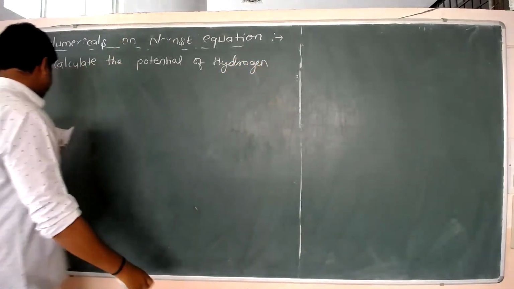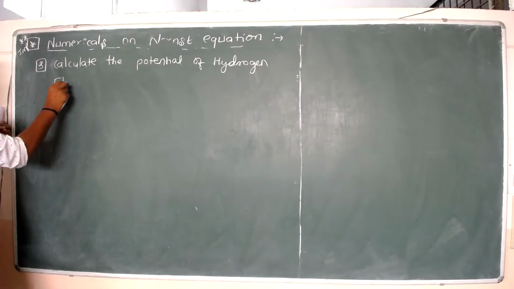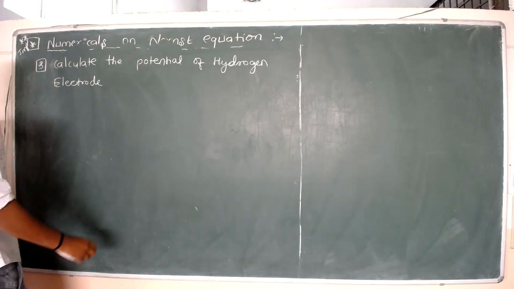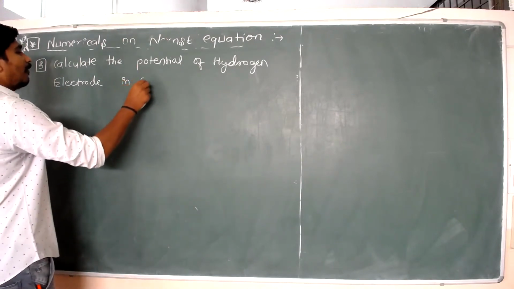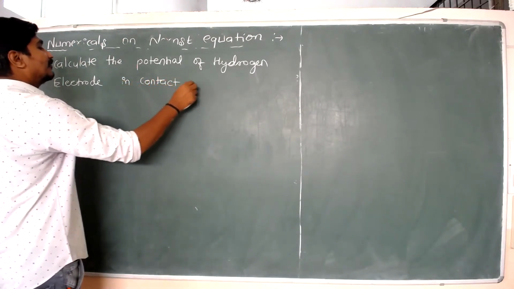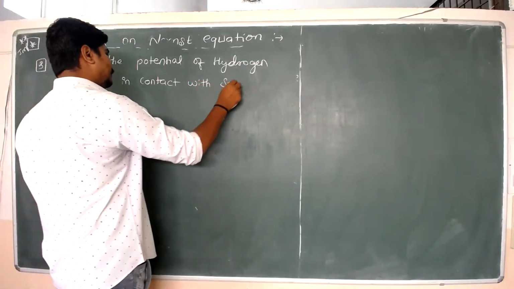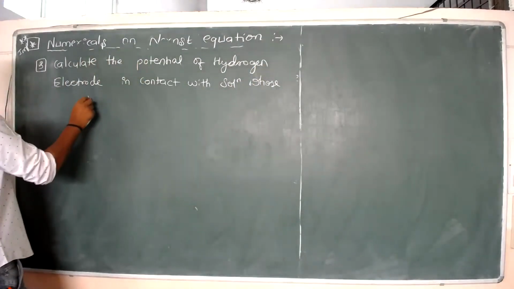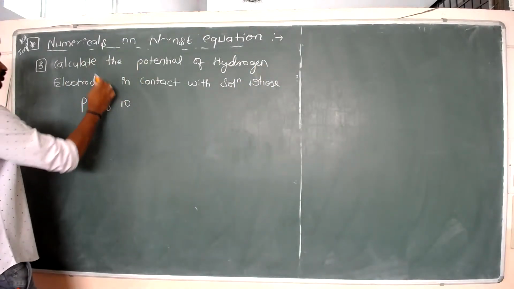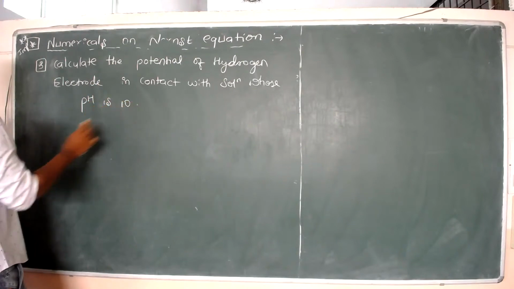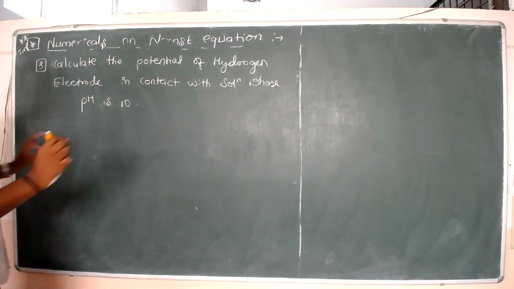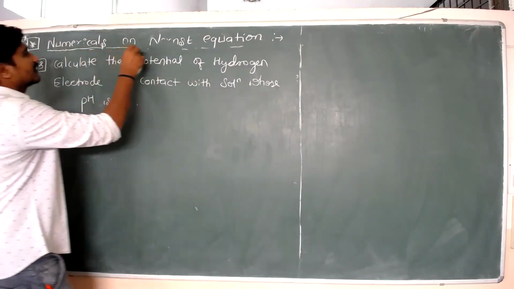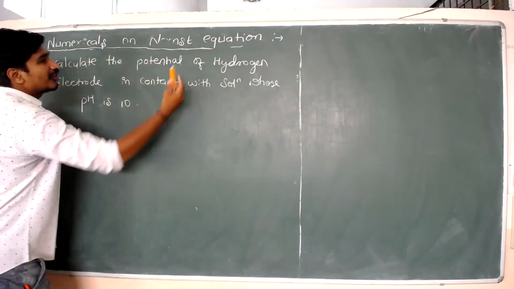Calculate the potential of hydrogen electrode in contact with a solution whose pH is 10. What is the question? First understand. Calculate the potential of hydrogen.